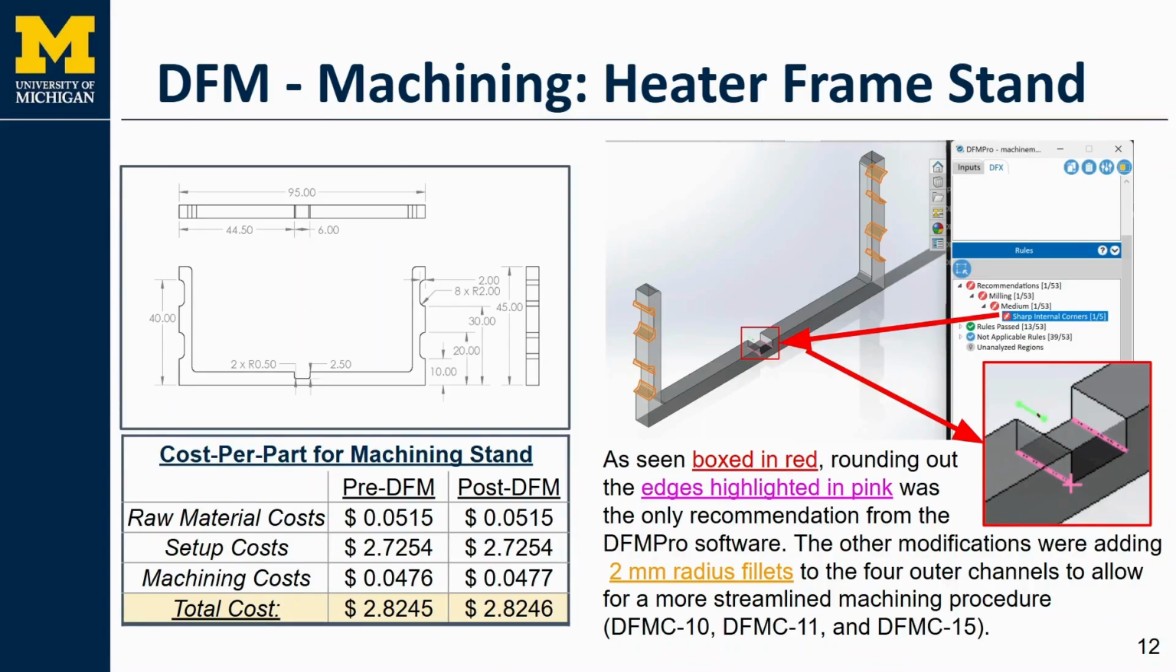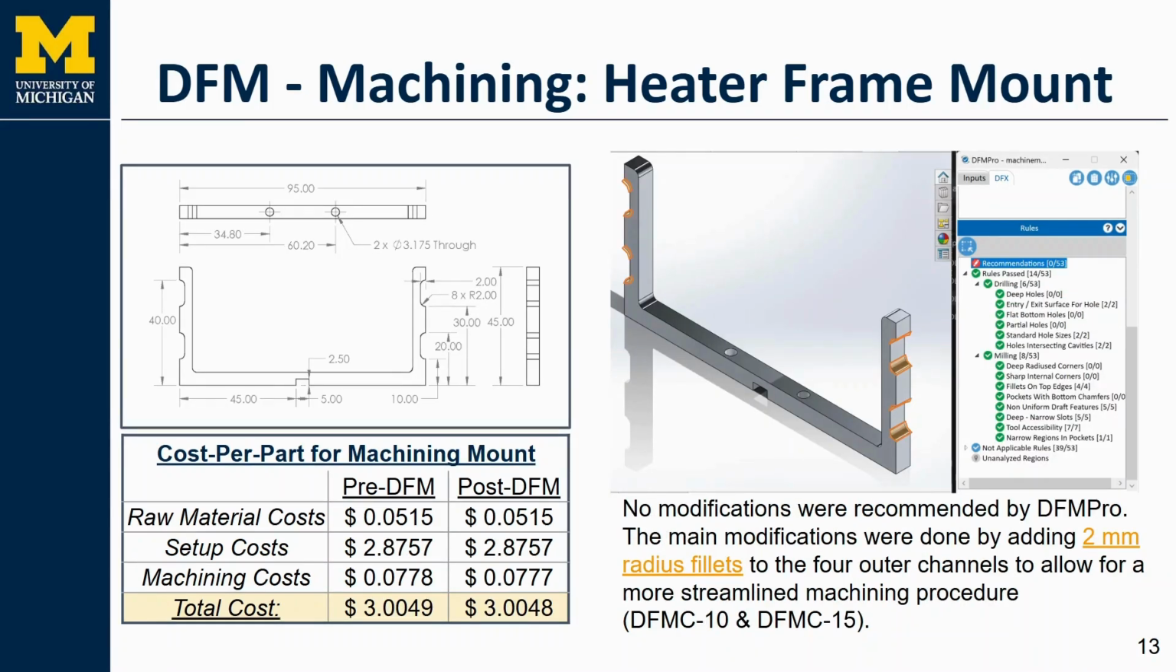The stand part of the heater assembly was modified with 2mm fillets to allow the 4 outer slots to all be cut without having to remount the workpiece during milling. It was then analyzed by the DfM Pro software, which only found 2 sharp edges that could be modified to better meet the best practices of DFMC-15. The stand part has an estimated cost per part of $2.83, which was negligibly increased due to applying DfM best practices. The post-DFA mount uses 2 of the same mounting through holes as the original assembly.